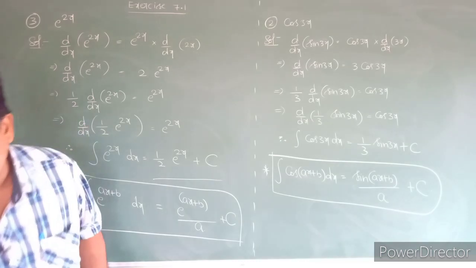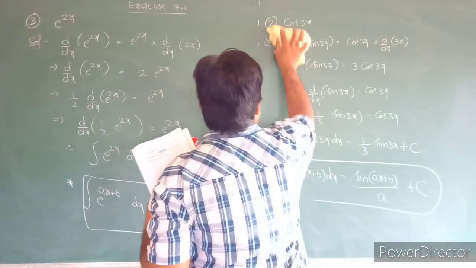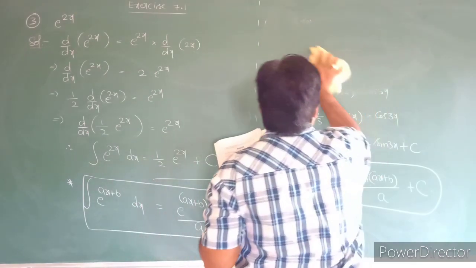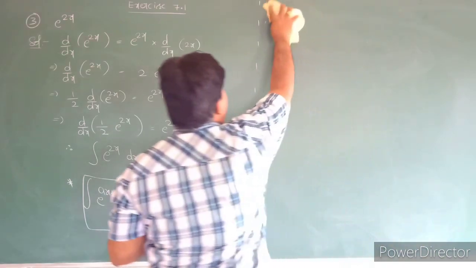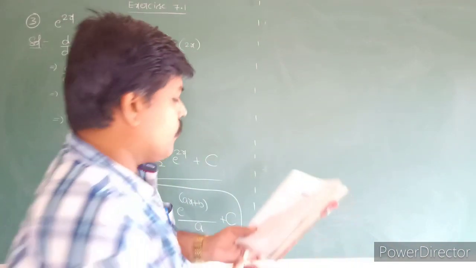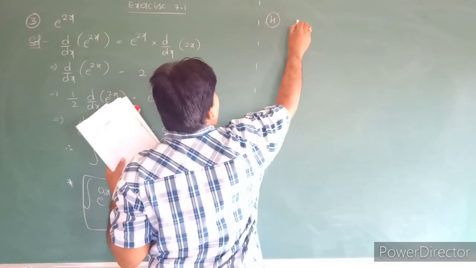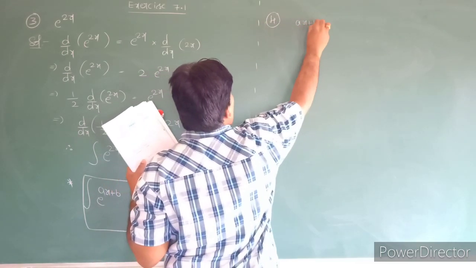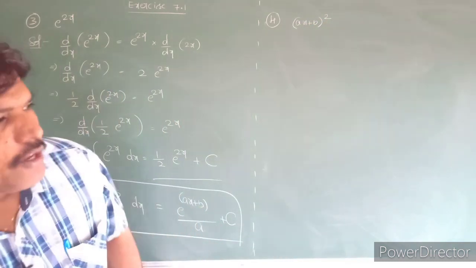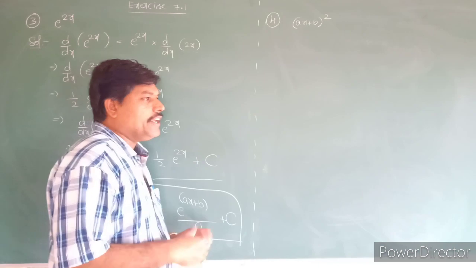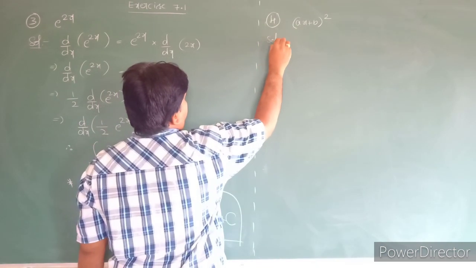So see the next question, question number 4. Ax plus b whole square. They are asking what is the integral of this function. So see that question.